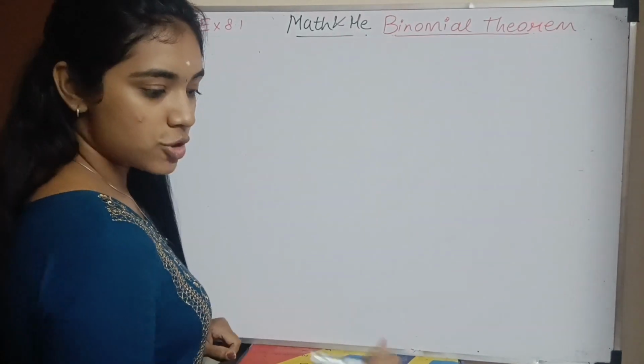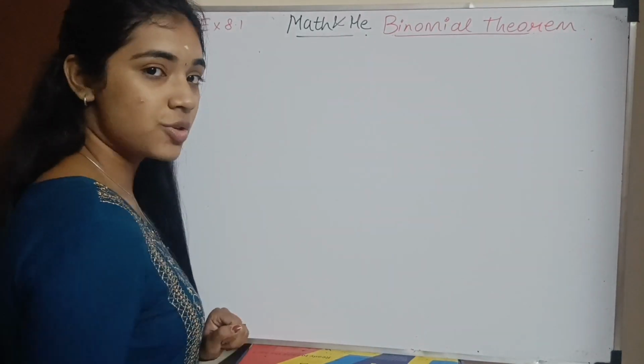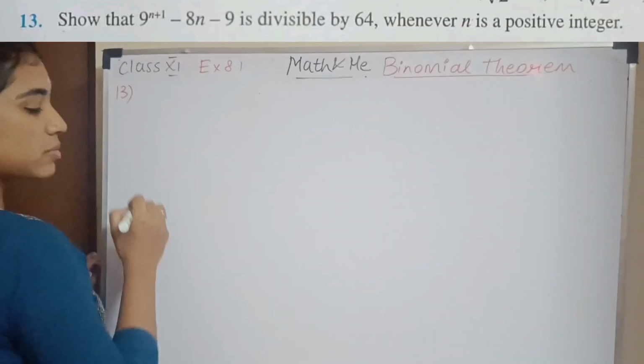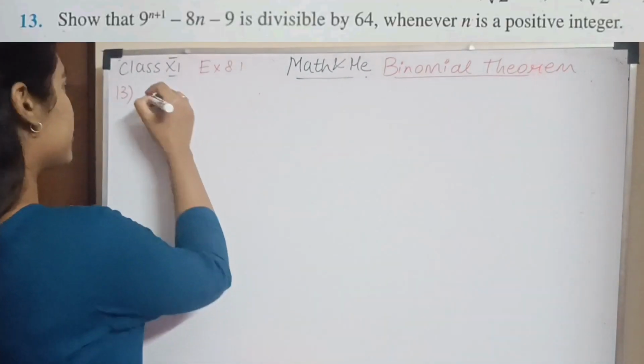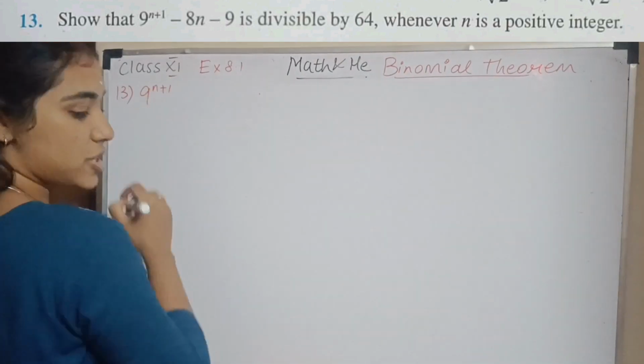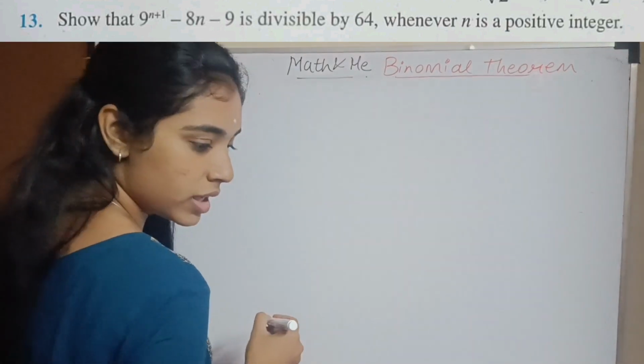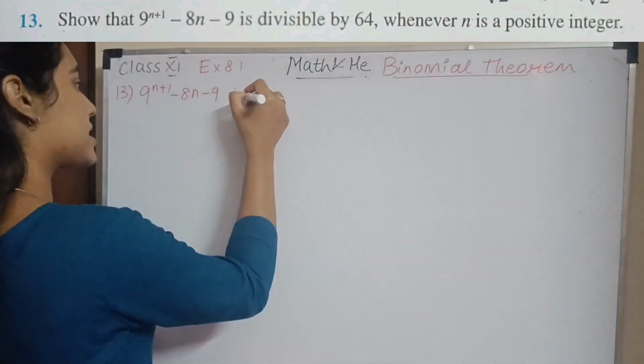Question number 12 is also very similar to question number 11. So try doing it on your own. Question number 13. This is also very similar to the example question, but I'll do it for you. 9 to the power n plus 1 minus 8n minus 9 is divisible by 64.